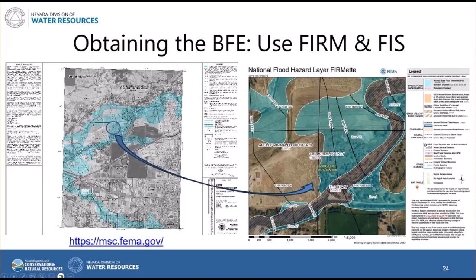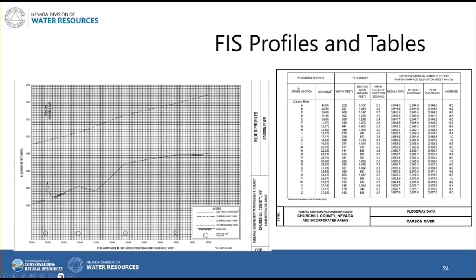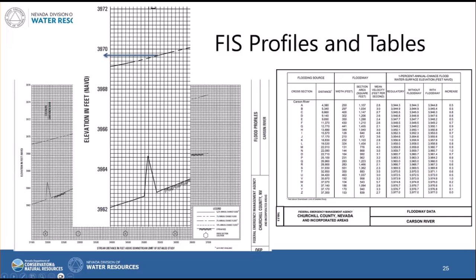There is information to the nearest tenth of a foot that's sometimes printed on FIRMs right at the riverine cross sections, those lettered cross sections. But often we'll need to go to the flood insurance study profiles or maybe floodway data tables to get that detailed information, measuring between riverine cross sections and then zooming in to find that particular location, the line that is the 1% annual chance flood line, and then carrying that location over to figure out what the actual elevation is in feet to the nearest tenth of a foot.